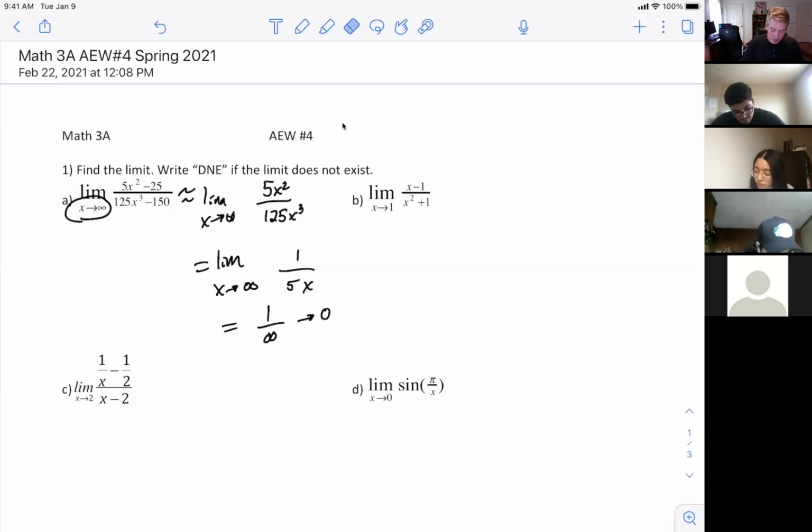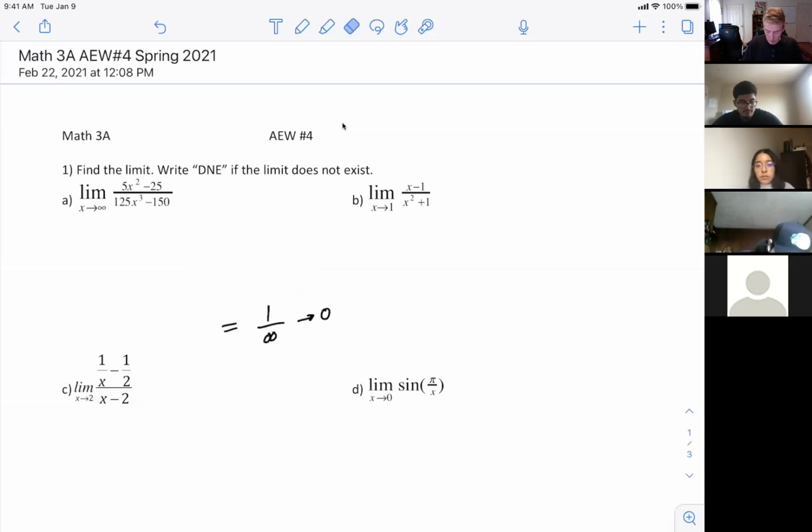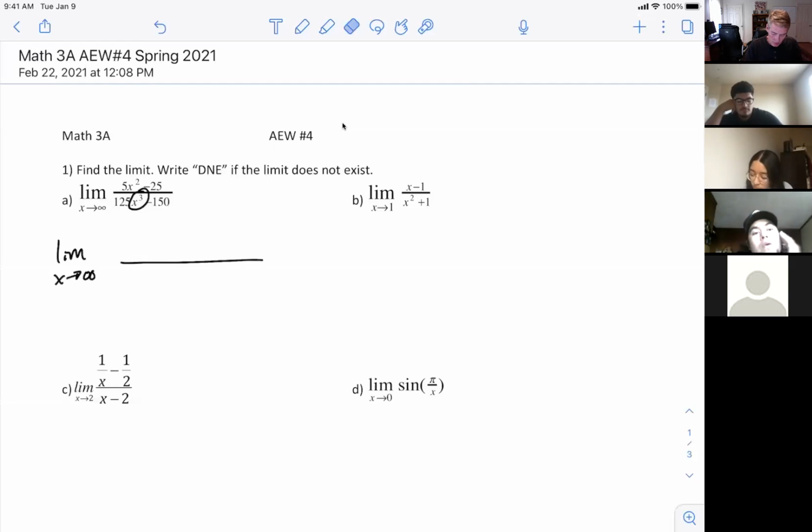Okay, so that is a way to approximate it. The approximation works most of the time. Then the way to really show your work is you look at all of the terms and you pick out whichever one is most powerful. Out of all the terms, the x cubed is the most powerful. So then you take the limit as x goes to infinity, and you take that x cubed and you divide every term by it.